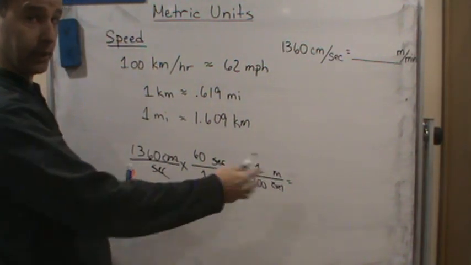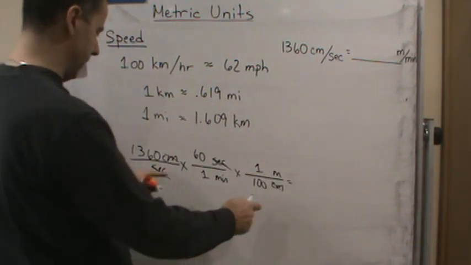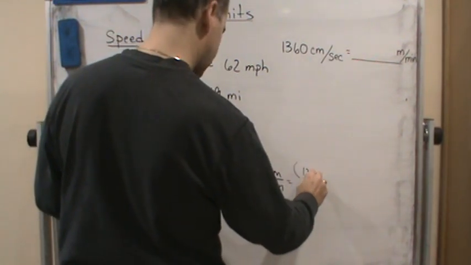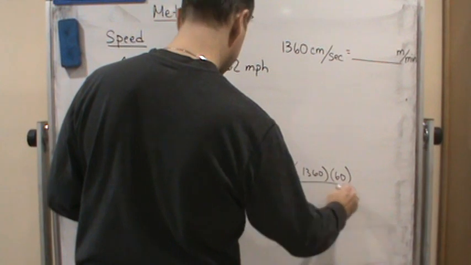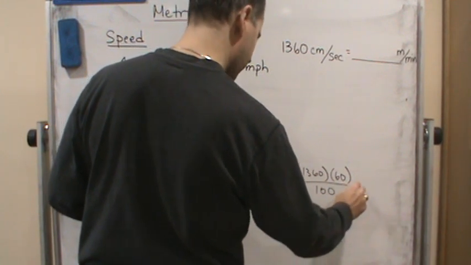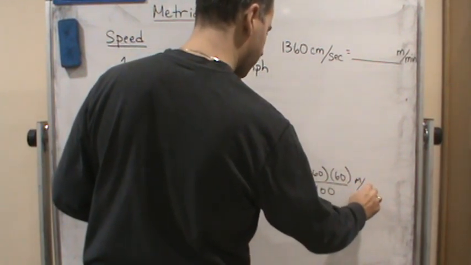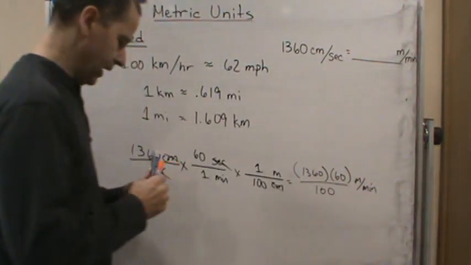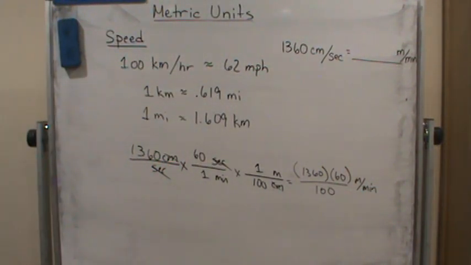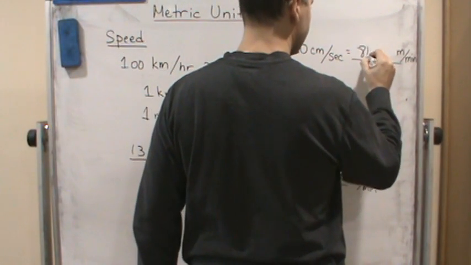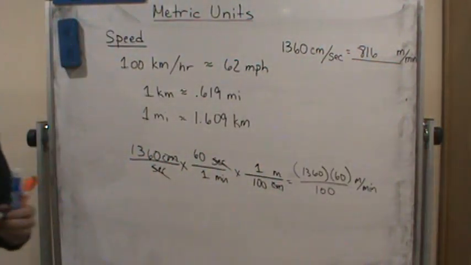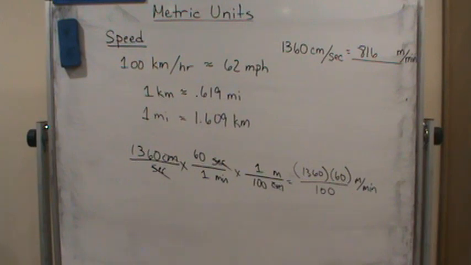And so now all I have to do is, again, multiply across the top and the bottom and divide. So that's going to give me 1360 times 60 divided by 100, and this is going to be meters per minute. And so what's the answer? Once I put that in my calculator, it's going to be 816. So 816 meters per minute. And that is the answer.